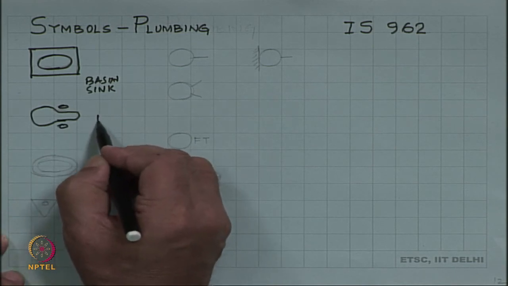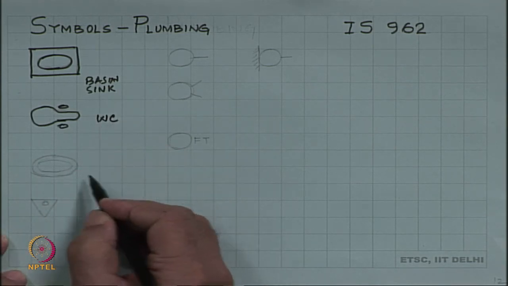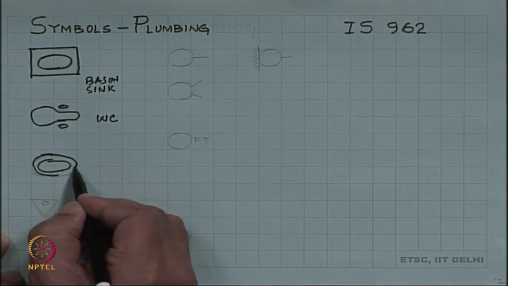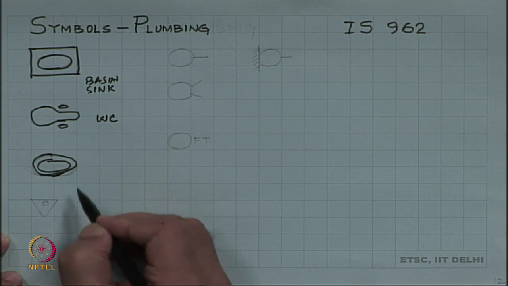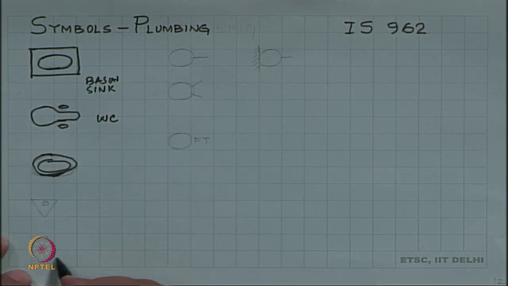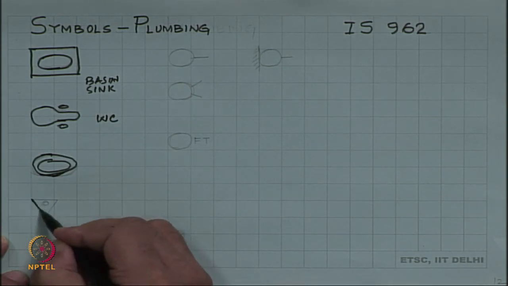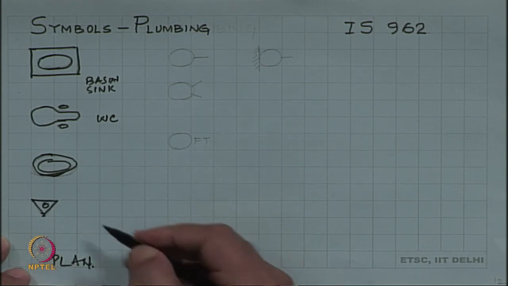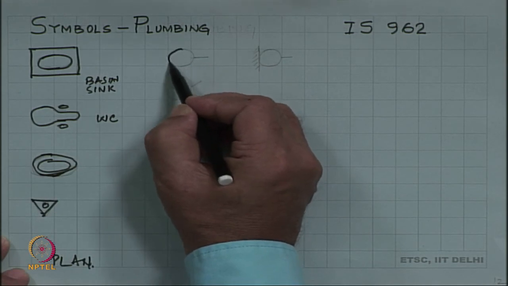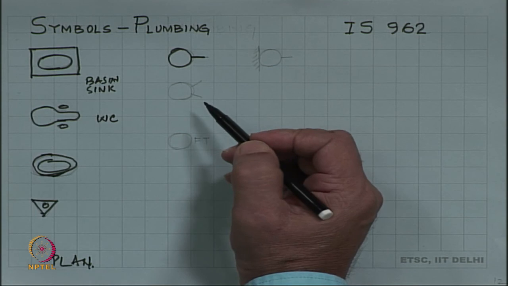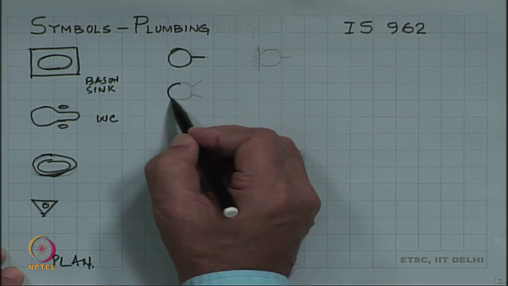That is an Indian style WC and this would be a Western style WC. All these are what are shown in the plan view. A urinal has a symbol like that, and there are various types of taps. These are shown by symbols like that in a plan view at a particular wall, or they could even be shown in the elevation also.